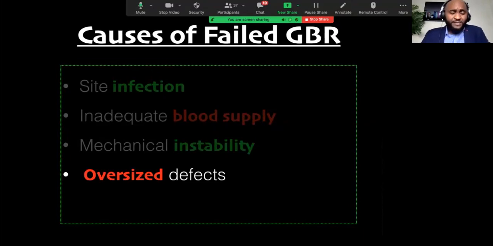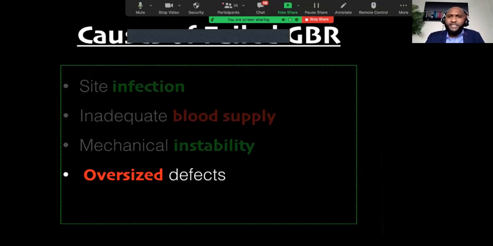Oversized defects that were poorly planned for will certainly not come out as you wish. It's important to bear in mind the size of a defect and therefore ask yourself, is it favorable or non-favorable? So should I go simultaneous, or should I delay, graft, then later come back and place the implant?